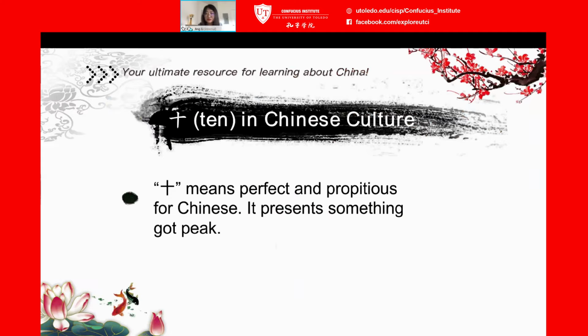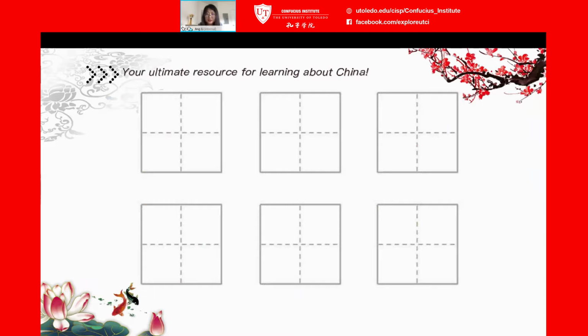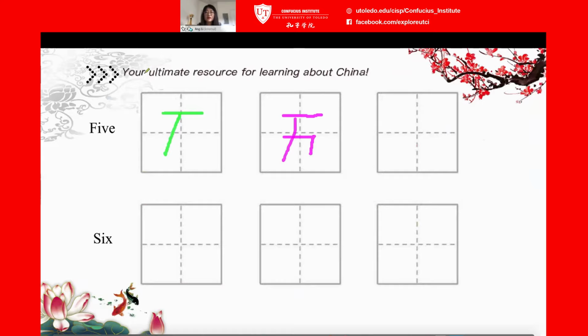Okay, let's practice again. Show me what you have learned, please. Every number will have three squares. Write it. Yes. Very good. You have paid attention to the order to write it. Please read it. Can you read it? Michelle? Wu. Very good.